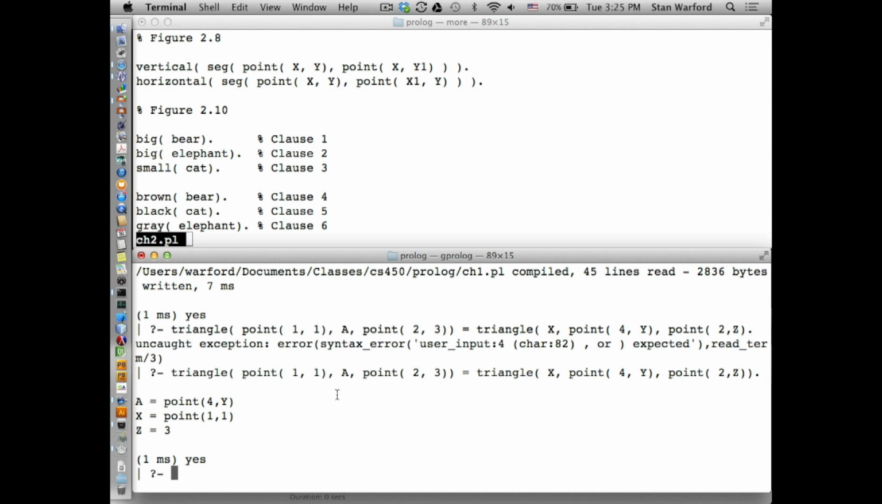Now does everybody see what happened? A matched with point(4,Y), the X matched with point(1,1), and the Z matched with 3. Does everybody see how that worked? Yes. Now, what if for that first point on the left-hand side it said point(2,3)? What if the 2 wasn't there? Something would have to be there. What if it was 3 then? Then it would not have matched.